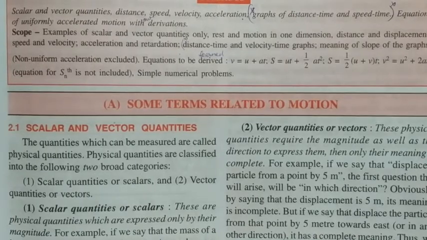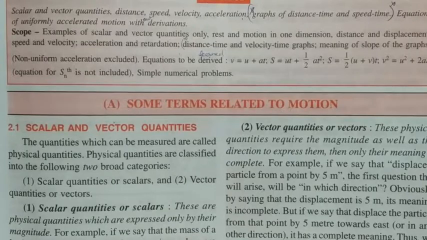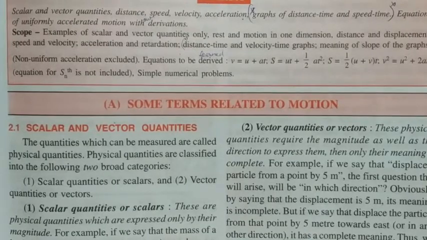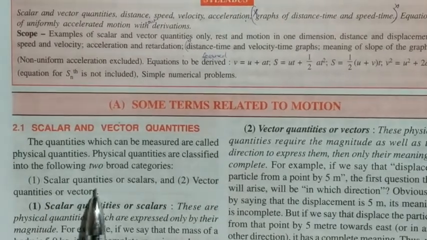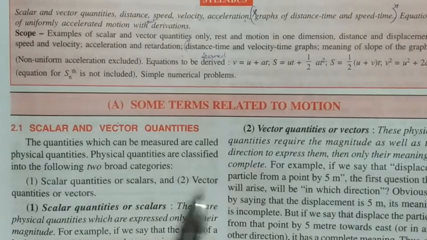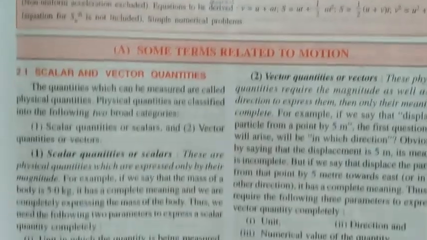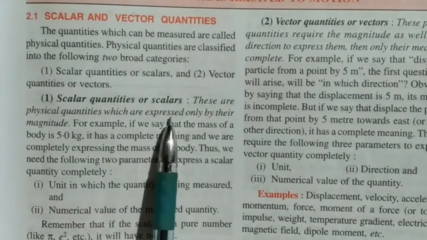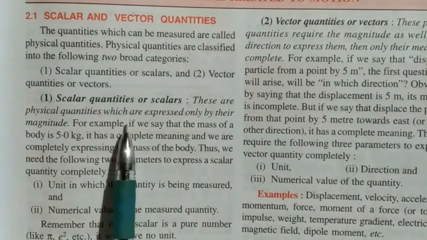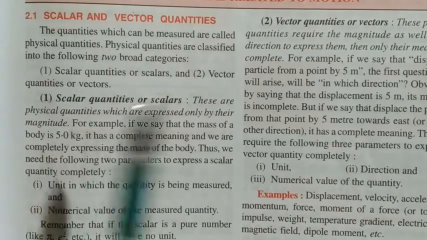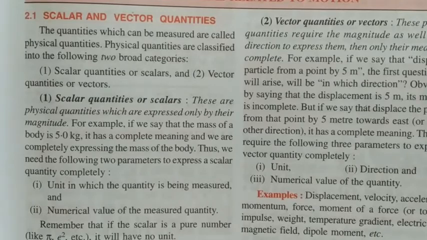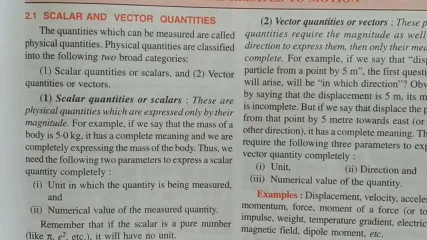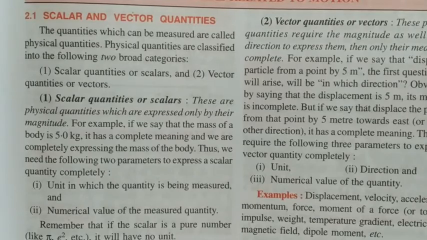Scalar and vector quantities. The quantities which can be measured are called physical quantities, and they are broadly categorized in two categories. Number 1, scalar quantities or scalars, and number 2, vector quantities or vectors. Scalar quantities or scalars are physical quantities which are expressed only by their magnitude, or we can say they are one-dimensional. For example, mass, length, time, distance, density, volume, speed, temperature, potential, work, energy, power, pressure, etc.